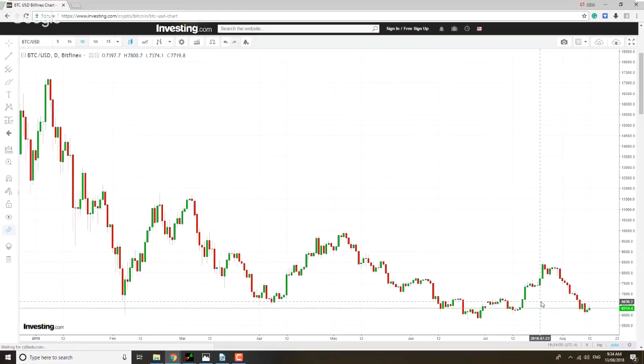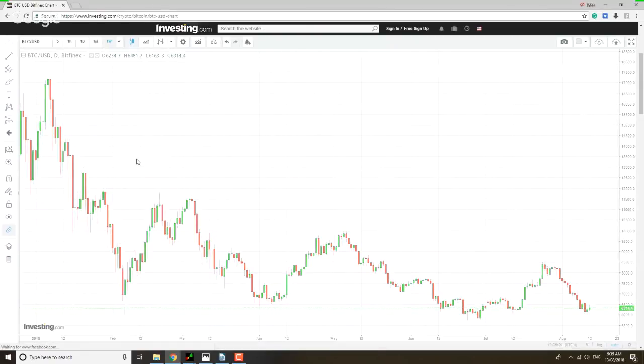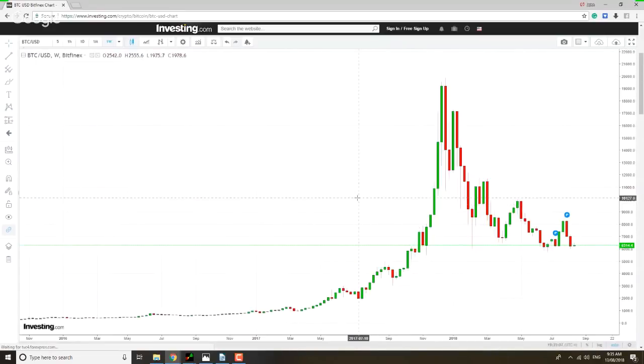What is that? That's the weekly chart. So let's go down to the weekly chart and see what's been happening on Bitcoin and the cryptos. What's been happening through here? Let's bring this up through here.